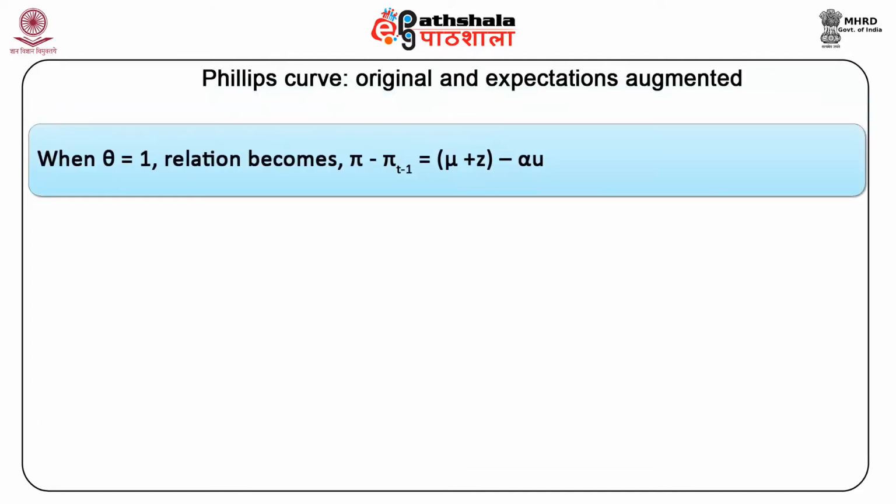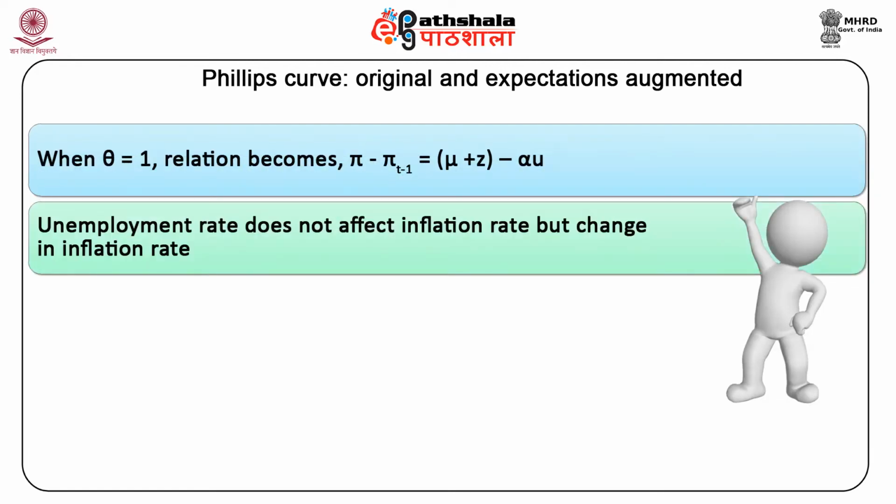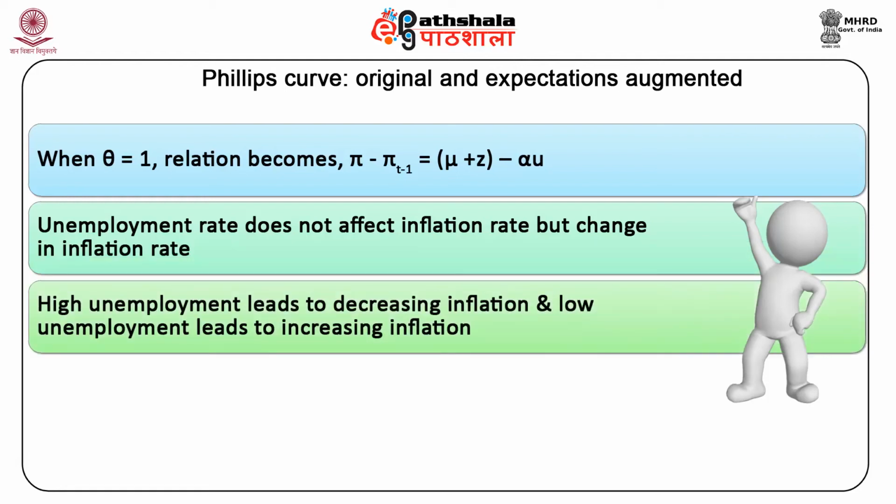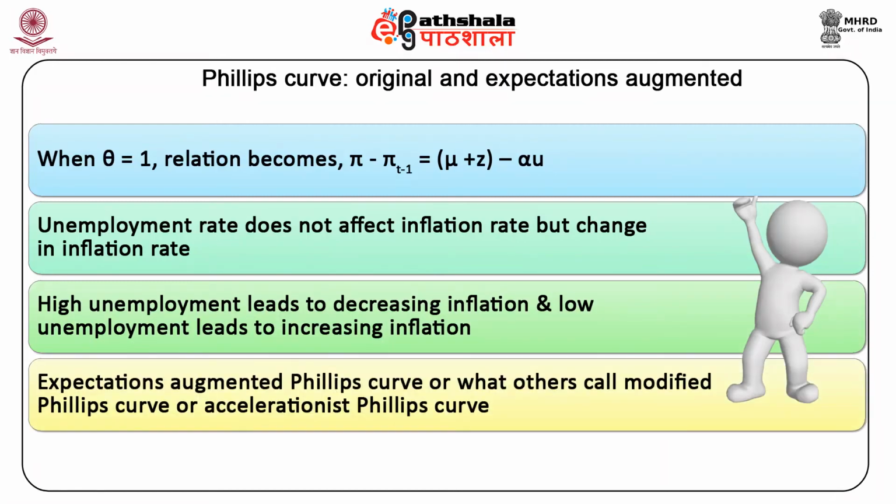When theta is equal to 1, the relation becomes inflation minus inflation in time t minus 1 is equal to mu plus z minus alpha u, implying that the unemployment rate does not affect the inflation rate but rather the change in the inflation rate. High unemployment leads to decreasing inflation and low unemployment leads to increasing inflation. This is the expectations augmented Phillips curve, or what others call the modified Phillips curve or accelerationist Phillips curve.